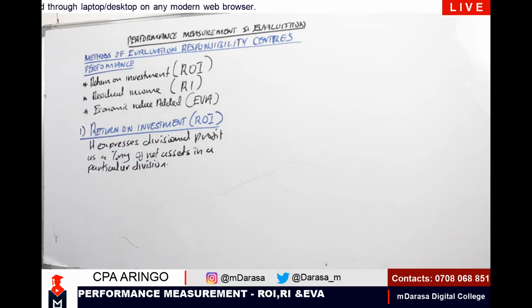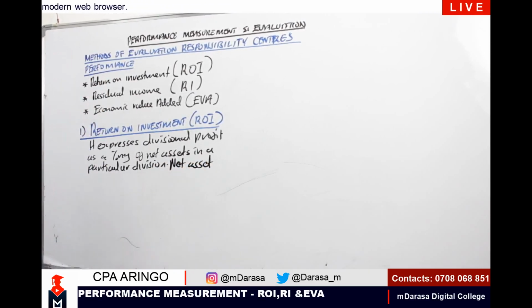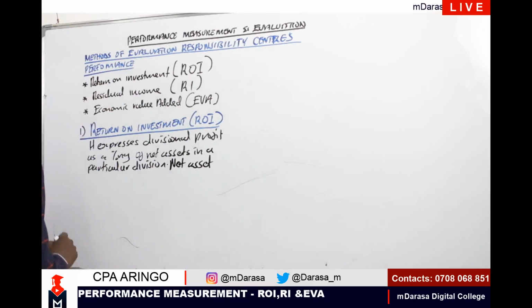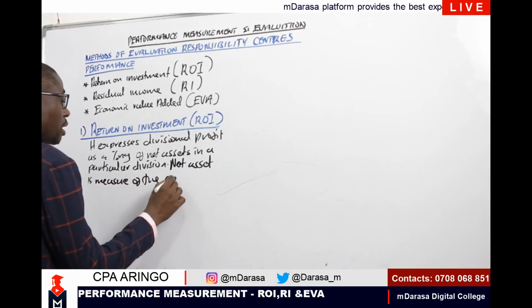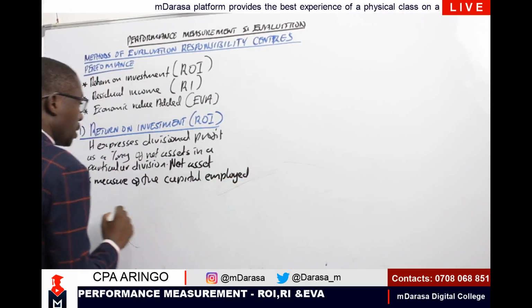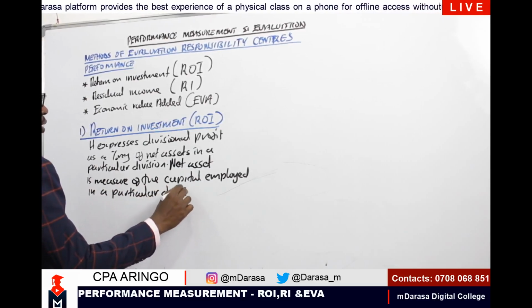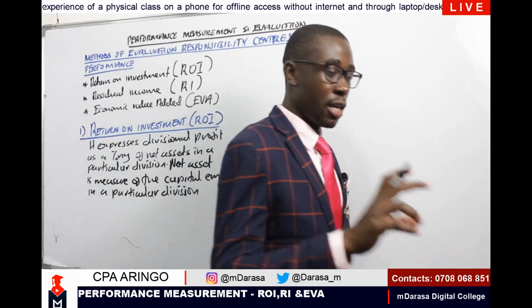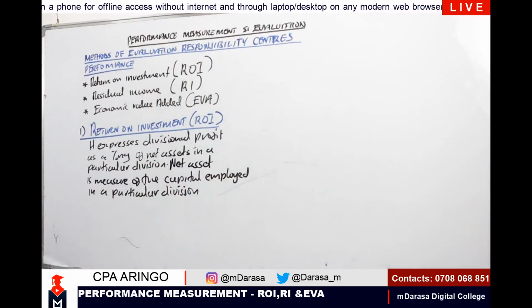Again, net asset ideally measures the capital employed in a particular firm or division. I want to break it down so that you will understand that concept very clearly. Net assets, my good students, is a measure of the capital employed in a particular division. Very important that we should understand that.